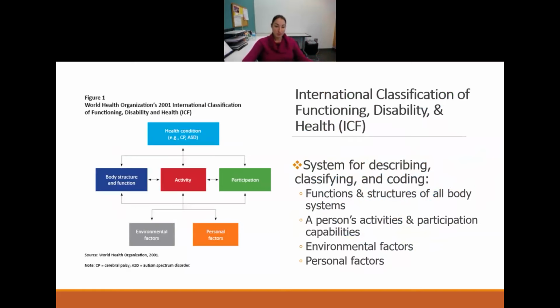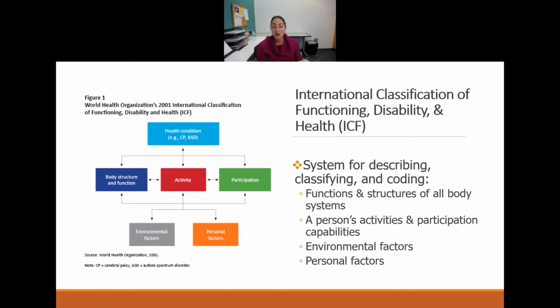All right, so the ICF model, it stands for International Classification of Functioning, Disability, and Health. And we've learned the ICF model. Remember, there's health condition, body structures and function, activity limitations, participation restrictions, environmental factors, and personal factors. We went into that last semester, but just kind of a refresher. While we use this system, it describes, classifies, and codes these different areas to help you see the person in a more holistic way.